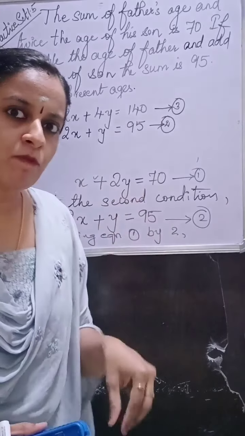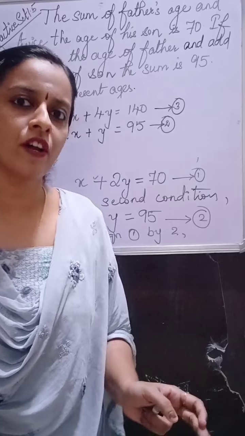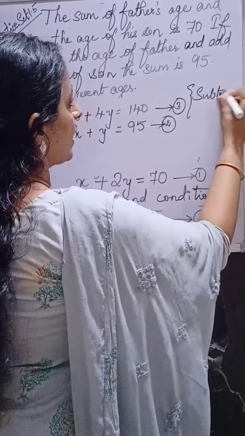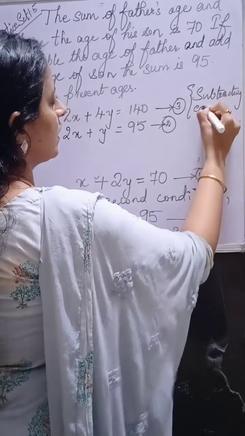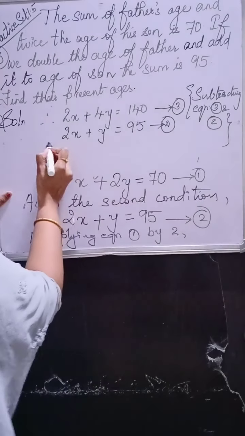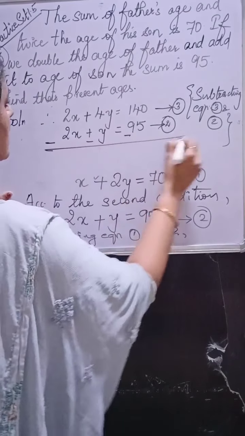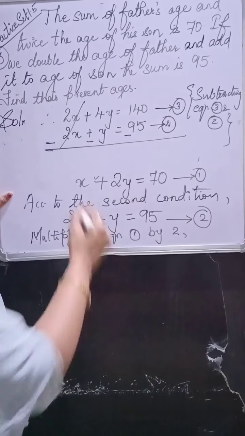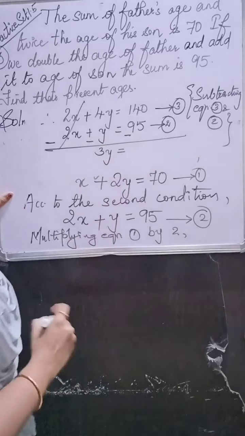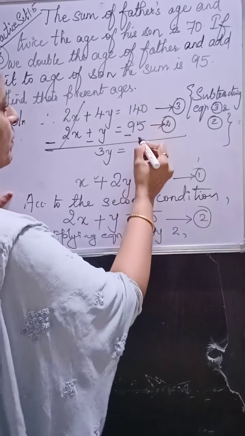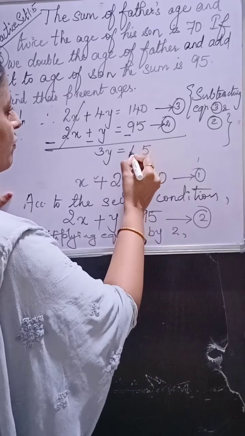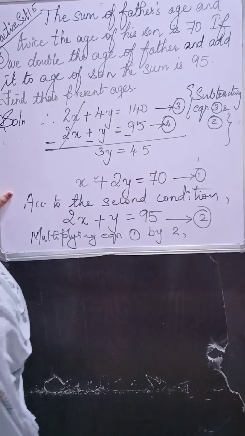Both are having the same sign 2x. So if they are having the same sign, we will go for subtraction. Subtracting equation 3 and 2. Put minus, minus, minus: 2x and minus 2x cancel. This will be 4y minus y, 3y, which is equal to 140 minus 95. So we are getting 45.